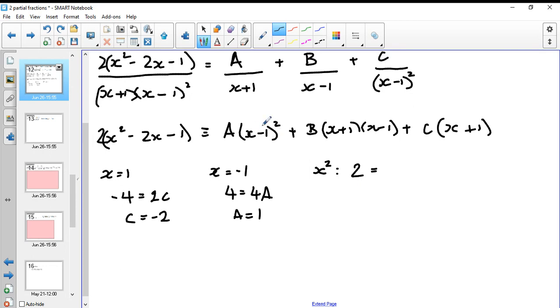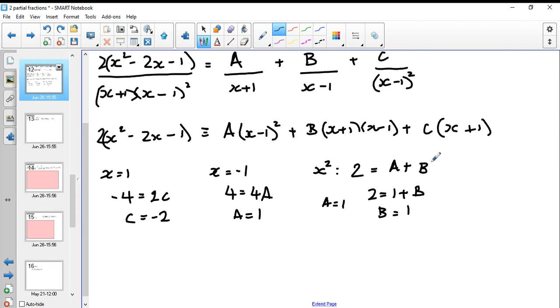Here, if you expand this out, you'll get a 1x squared term. So you've got 1A lots of x squared. And then here, if you expand this out, you'll get a 1x squared. So you've got 1B x squared. We already know A is 1, which means B is 1.